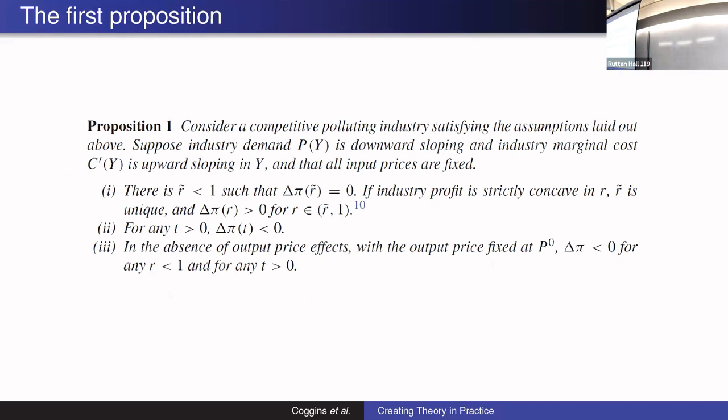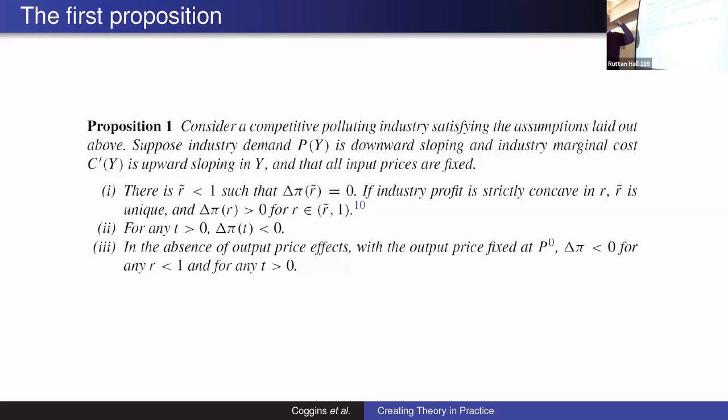This is the first section of the paper where the pollution is proportional to output and only the output price can change. Input prices are all fixed. And we're saying, consider a competitive polluting industry satisfying the assumptions above, which there are, I don't know, a dozen significant ones. We don't list them here. Suppose now we are listing a few that are crucial.